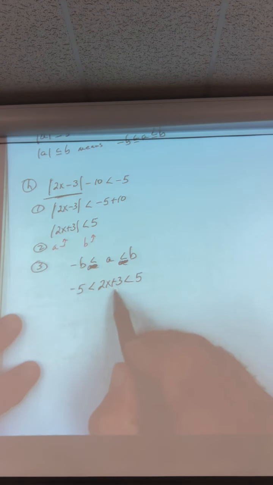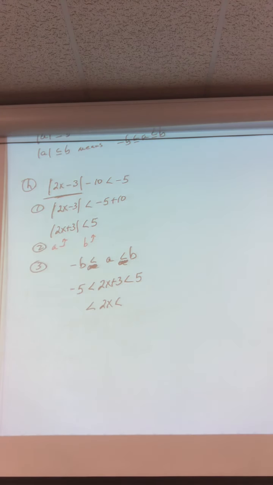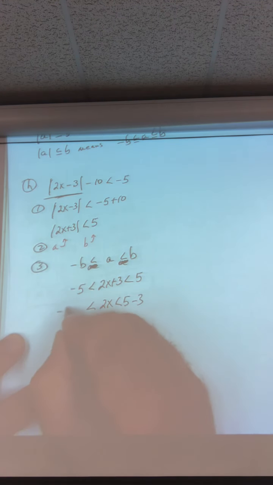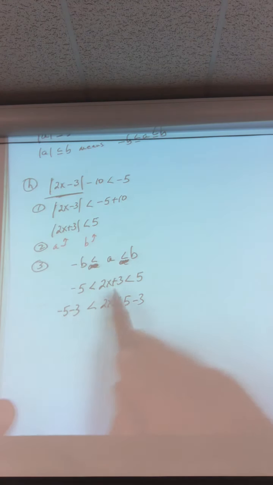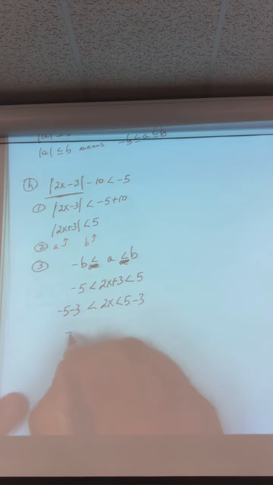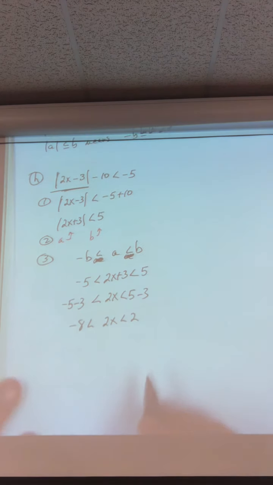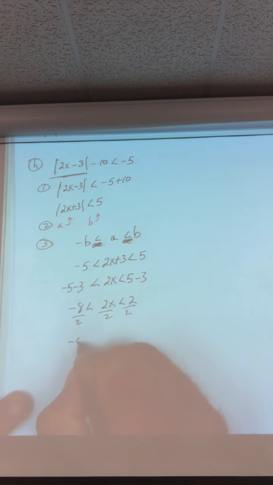I've got 2x plus 3. So first of all, I have to get rid of the adding 3. So subtract 3 from the middle. When you subtract 3 from the middle, the plus 3 and the minus 3 adds out. But don't forget to subtract 3 from that right number and subtract 3 from the left number. So basically we minus 3, minus 3, minus 3. So this would be negative 8 less than 2x less than 2. Then to get rid of the number in front of the x, you divide. Negative 4 less than x less than 1.